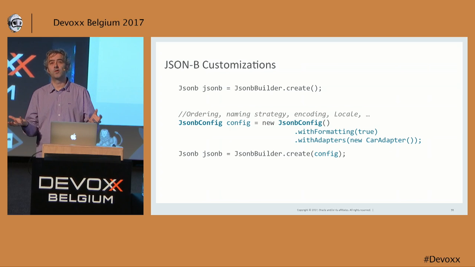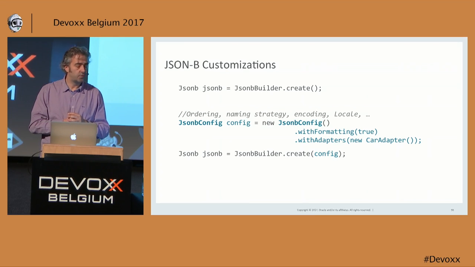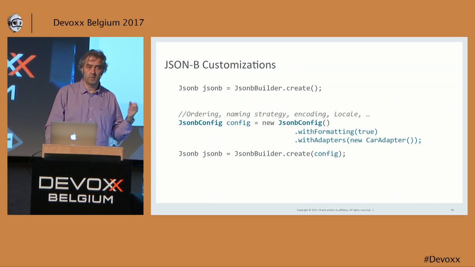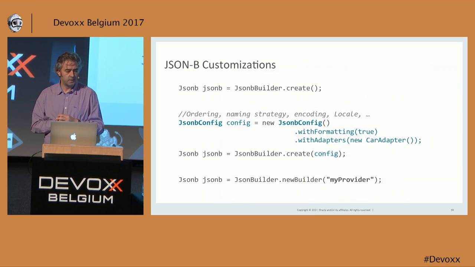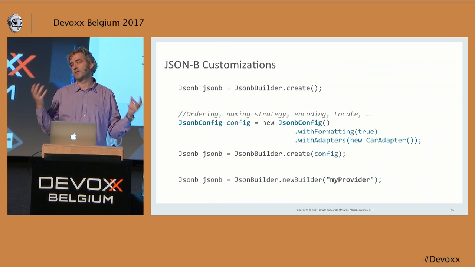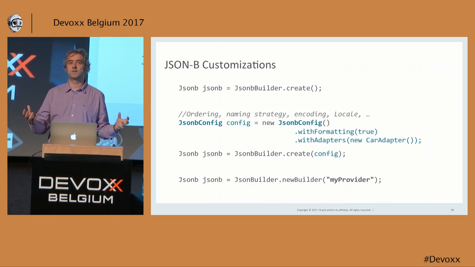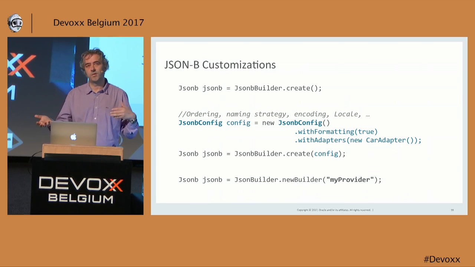So you create that configuration object, and you pass it to the JSON builder to create a specific JSON-B object with that behavior. And more importantly, something that I didn't mention is the fact that the JSON-B API, at the end of the day, is just a standard API that is sitting on an existing JSON-B framework. I mean, there are already a lot of JSON-B frameworks, so we don't want to reinvent the wheel.